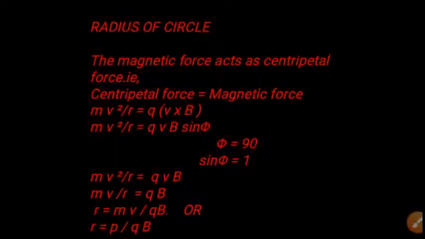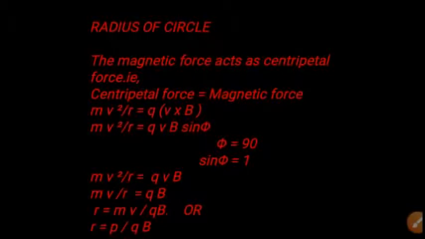We know the expression for magnetic force, Q into V cross B. Therefore, we can write mv square by r equal to Q into V cross B. Or taking magnitude only, mv square by r equal to QVB sin theta. In our case, theta is equal to 90 degree, the angle between velocity and magnetic field. Therefore, sin 90 is equal to 1, and we can rewrite the equation as mv square by r equal to QVB into 1, that is QVB itself.